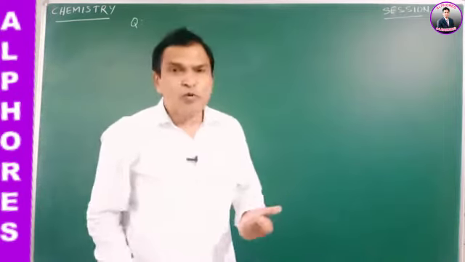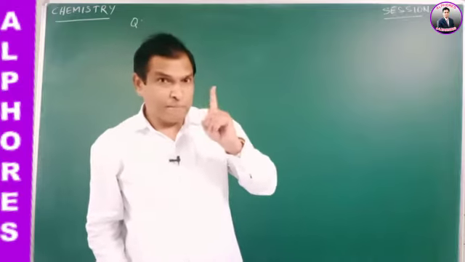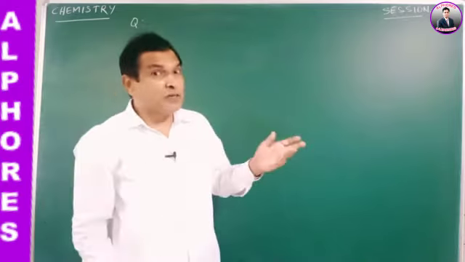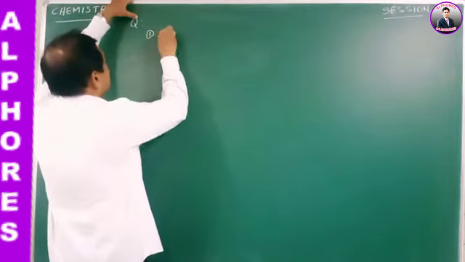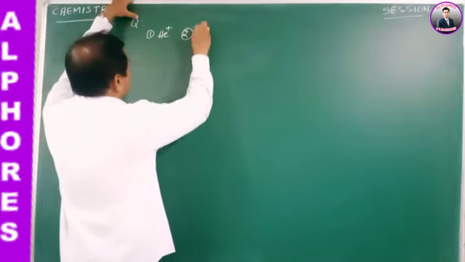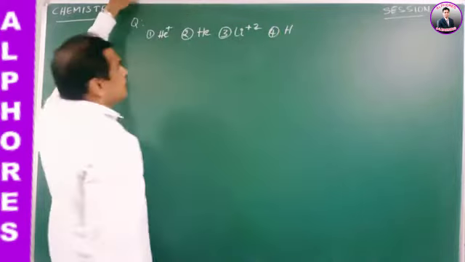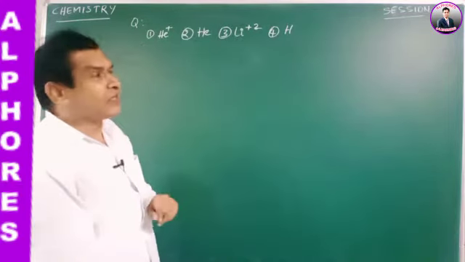Bohr's theory can explain the atomic spectrum of all the species except, that is the question. Options I will give like this. Options are, for example, He plus, second option, let us take He, third one is Li 2 plus, and fourth one is H, hydrogen atom. Now, Bohr's theory can explain the atomic spectrum of one electron containing species.